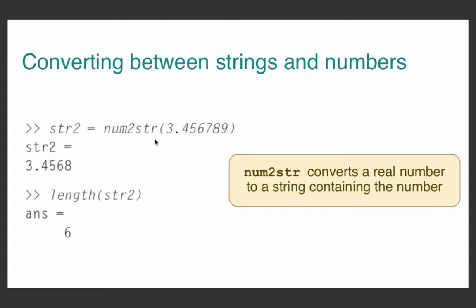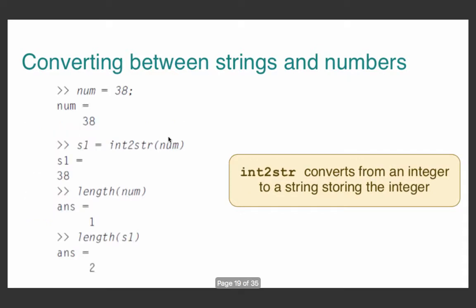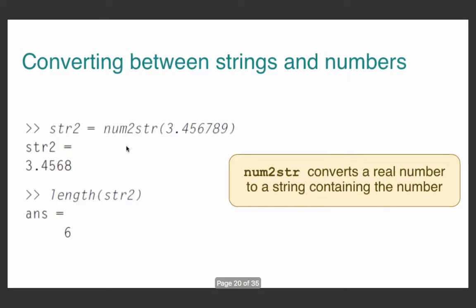You can go num2str, sorry, this is int2str, so just a plain integer. If you want to have a number with decimal points after it, so it's not an integer but a general number, you use num2str. So this is the row vector with the character 3, the character full stop, the character 4, the character 5, the character 6, the character 8. So its length is 6 characters.